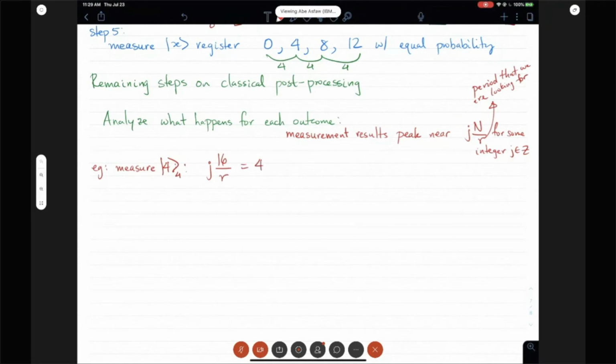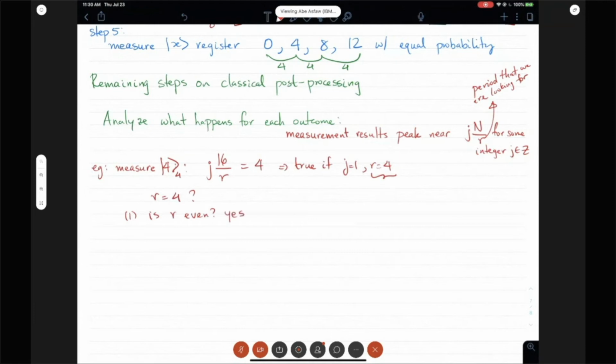And this is true, for example, only if j is 1 and r is 4, right? So this is one solution to the problem. Of course, there are multiple values of j that would make this work, but this is the lowest one that would work. So this tells us that r is 4. Is that good? Yes. Well, remember the protocol from before. Is r even? Step 1.